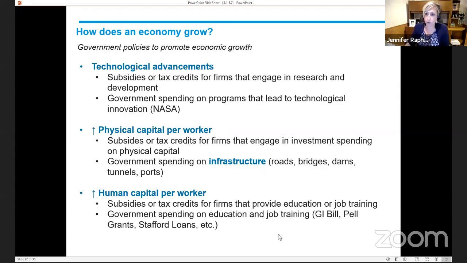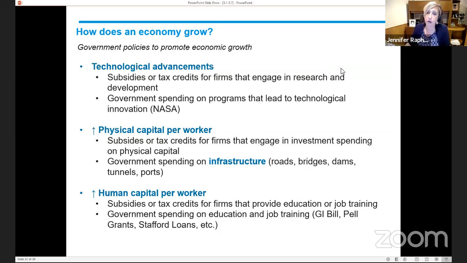Human capital per worker can also be influenced by government policies. Again, the government can provide subsidies or tax credits to firms that provide job training or education to its employees, and government can spend money directly on education and job training. For example, the GI Bill, Pell Grants, Stafford loans, those are all examples of government programs that increase the educational attainment of the workforce, which produces increases in human capital.